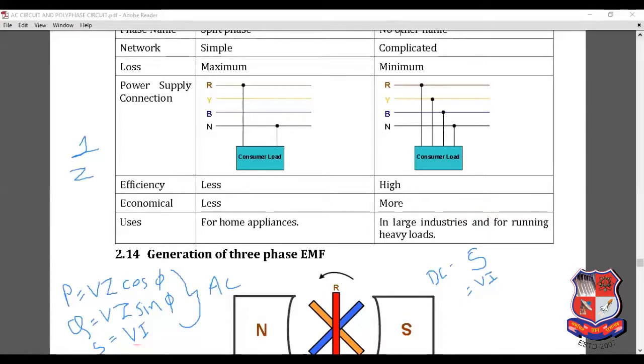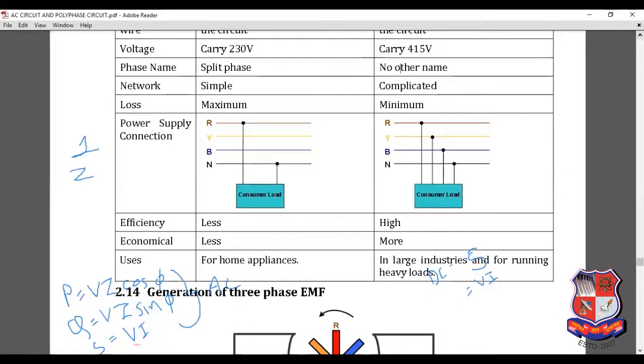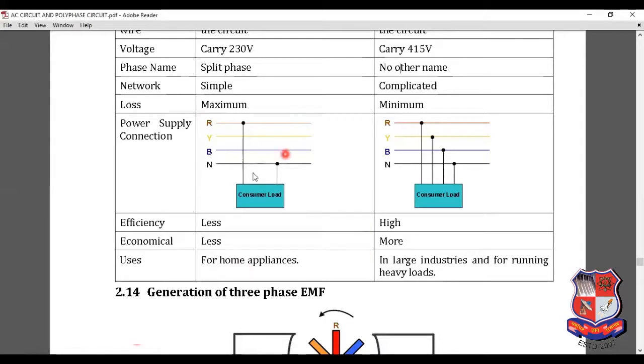So this point you can also write: for a single phase AC circuit, power factor is very poor, whereas in case of a three phase AC circuit, power factor tends to unity, because all the three phase loads are balanced loads.